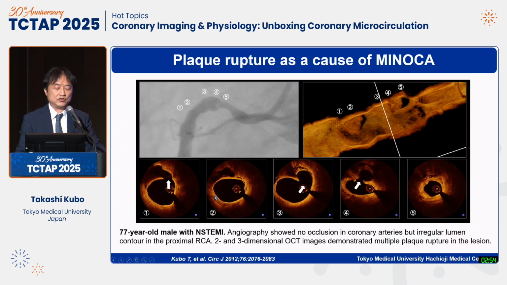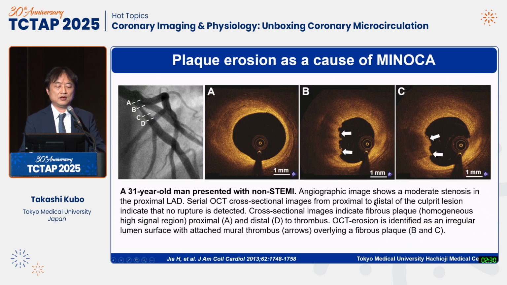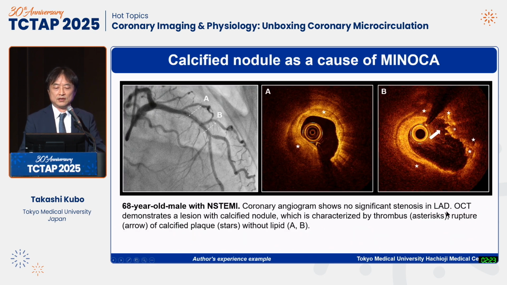I would like to share some other cases of MINOCA. This case is a 77-year-old male with non-STEMI. Angiography demonstrated mild stenosis in proximal RCA, some irregularity, and OCT clearly demonstrated multiple plaque ruptures in the region. This is a lesion in proximal LAD, mild stenosis. OCT demonstrated a lesion. And this is a calcified nodule.